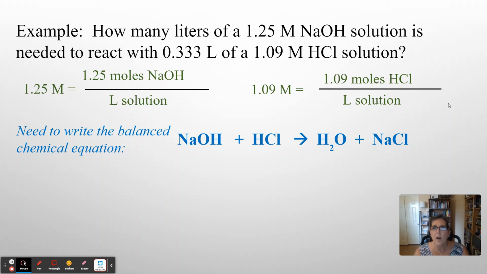All right, so let's think about our problem again. We're going to start with the liters. We have 0.333 liters of hydrochloric acid. We're going to use the 1.09 moles per liter as a conversion factor. Liters will cancel. Then we can use our mole ratio between HCl and NaOH. And then finally, we will use the moles per liter of the NaOH to get to the liters of NaOH. So it's 3 steps. Again, we start with liters, we go to moles to moles to liters. And here's what it looks like.